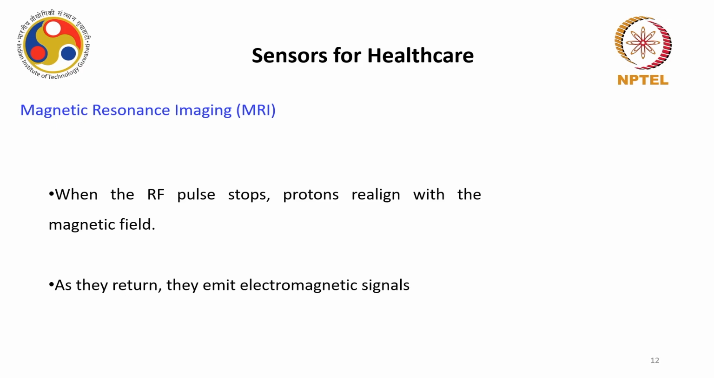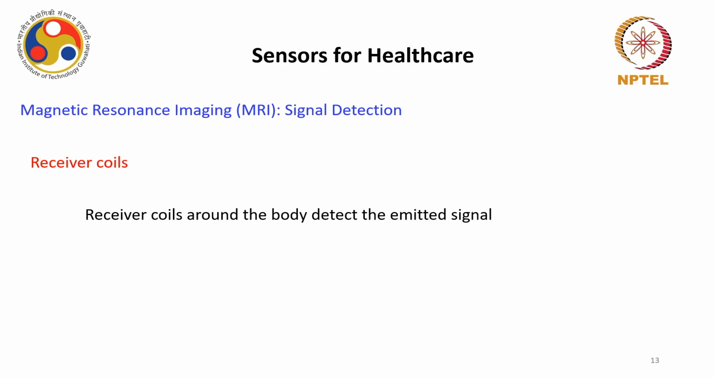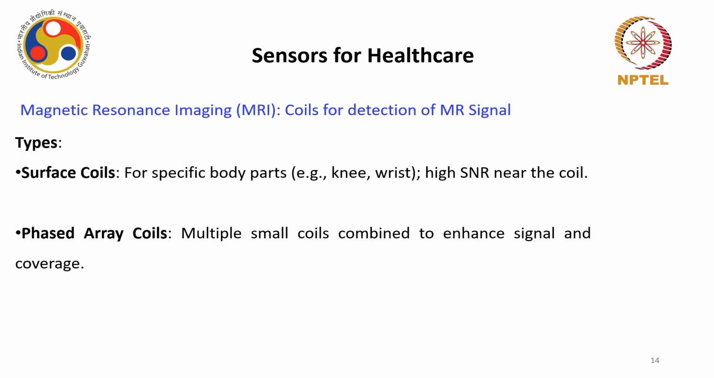Okay, and they return to their original position, and in this transition they emit a certain wavelength of electromagnetic signals. These signals are received by different coils, known as receiver coils. Receiver coils are placed around the body, and they detect these emitted electromagnetic signals.